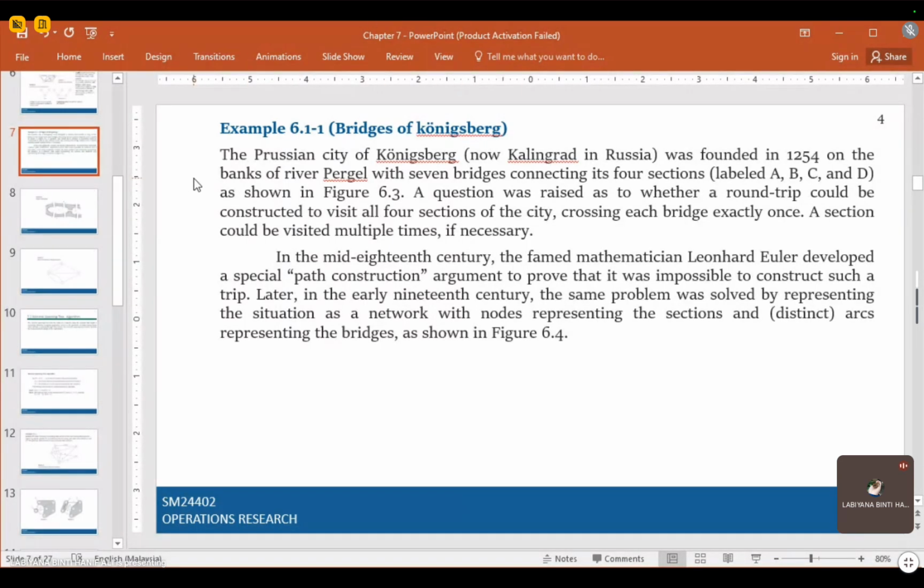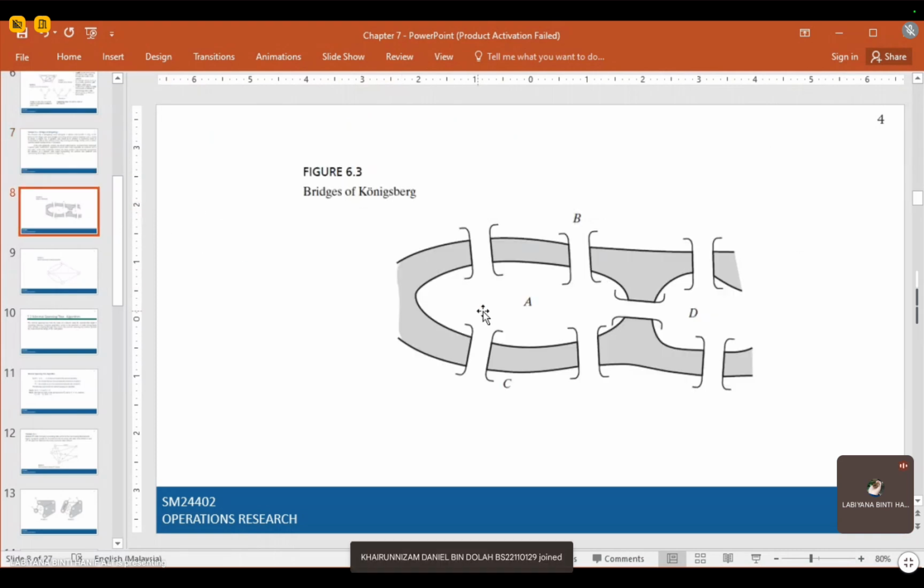The Prussian city of Königsberg, now Kaliningrad in Russia, was founded in 1254 on the banks of the river Pregel with 7 bridges connecting its 4 sections, labeled A, B, C, and D, as shown in figure 6.3. So we have these bridges, and they connect A, B, C, and D. This is the area, and here is the bridge.